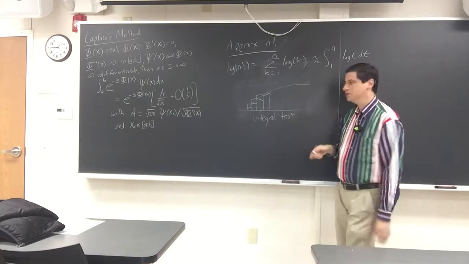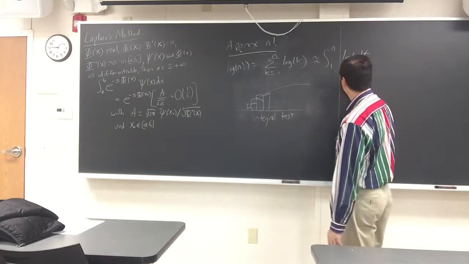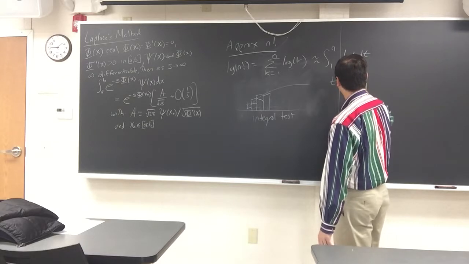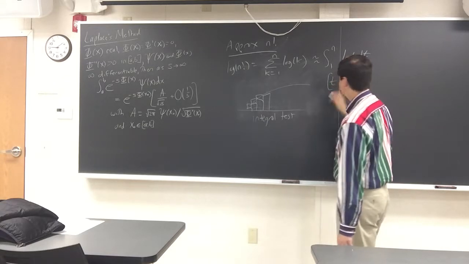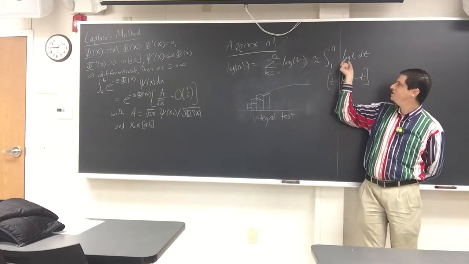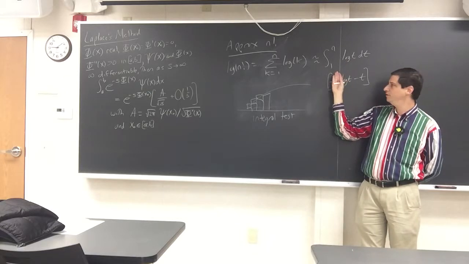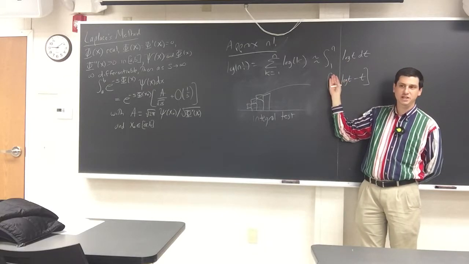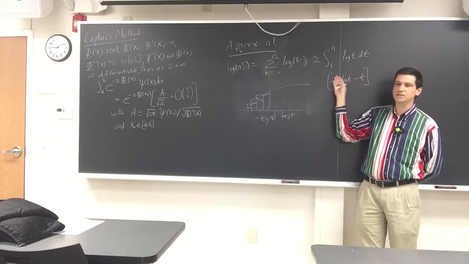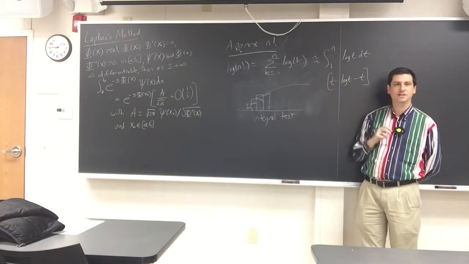Again, do the details. We need an antiderivative of log of t. It's t log t minus t. One way you can see that: if I have t log t and I take the derivative, I'm going to get a log t, and then I'm going to get a 1 over t times t, so I'm going to get an extra 1. I have to cancel it.